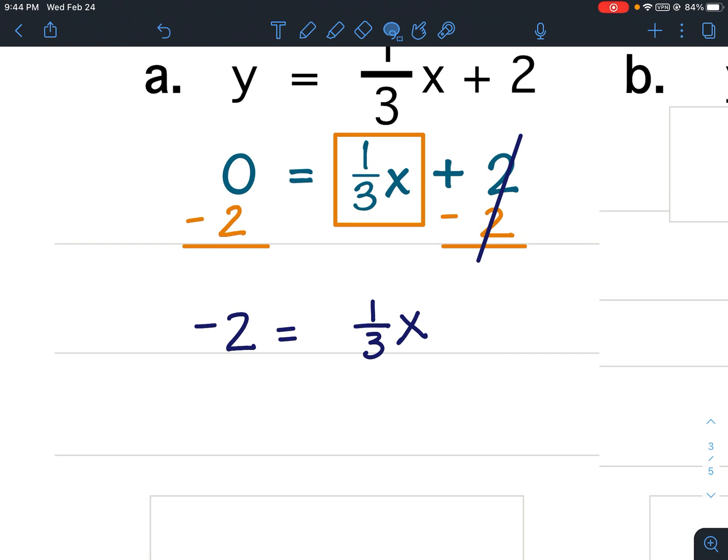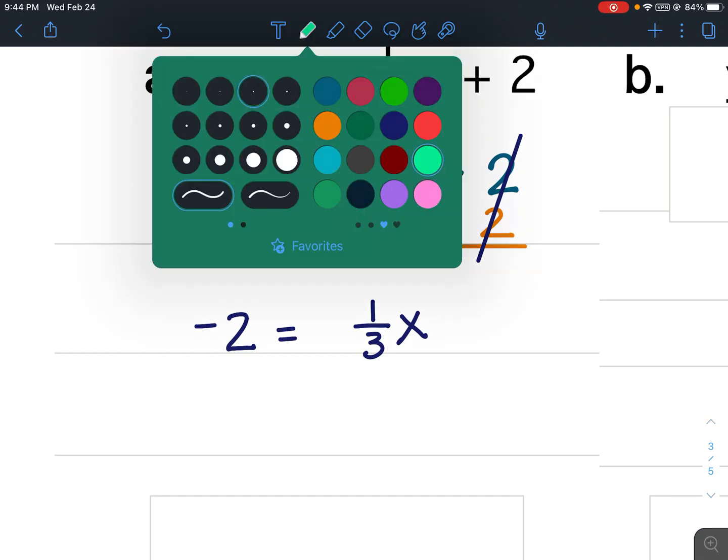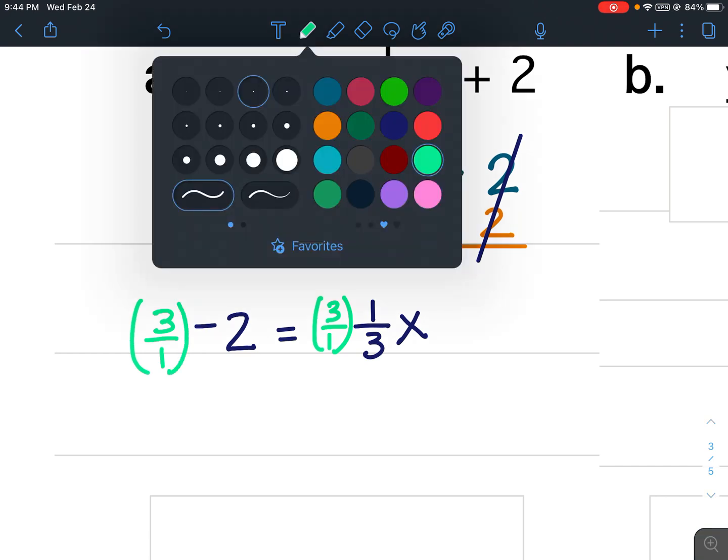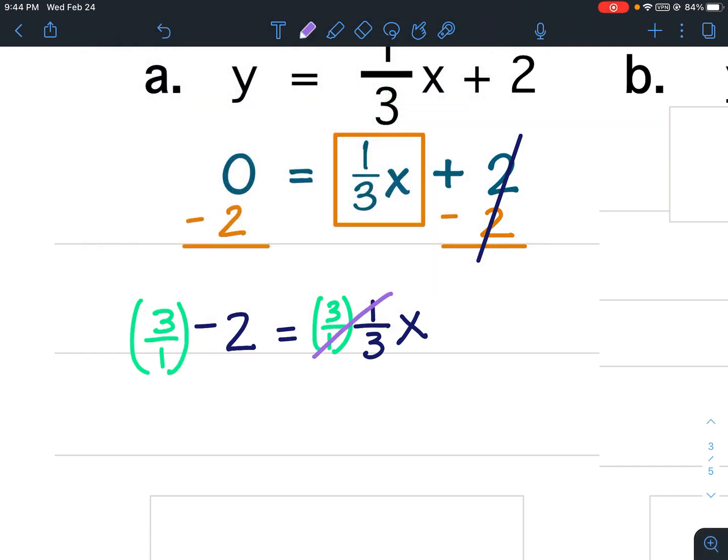Now, this is going to have to dig back in your memory. When we have a fraction, you can't divide by fractions, you have to multiply by the reciprocal. So I'm going to multiply both sides by the reciprocal, 3/1. That allows me to cancel that. I'm going to have x equals 3/1, which is just 3, times -2, which would be -6.